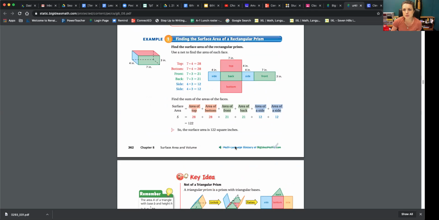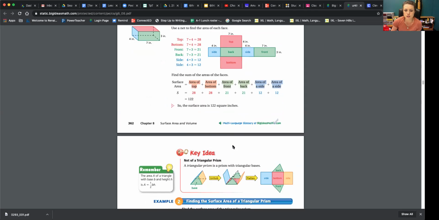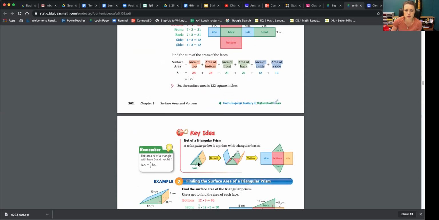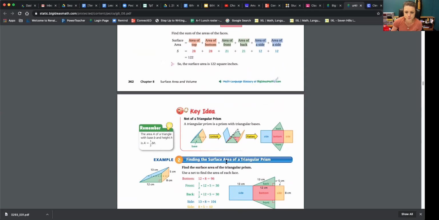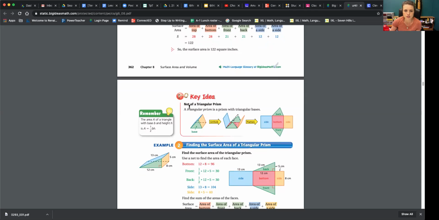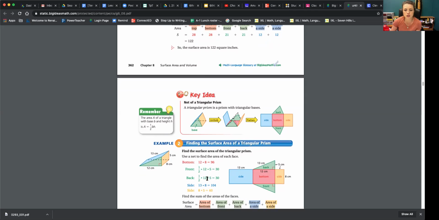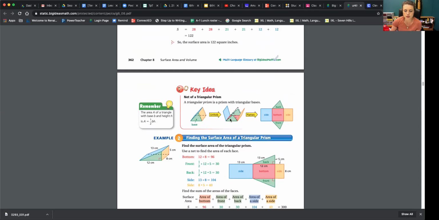Okay, so that one was fairly simple because it was rectangles. Let's go to one that's a bit trickier with triangles. So on this triangular prism, when we unfold it, we see that we have these green triangles, the front and back, which are going to be the same. But the bottom, this side and this side are all going to be different, because if you look at the triangle, each length of the triangle is different, which means these rectangles are all going to be different.